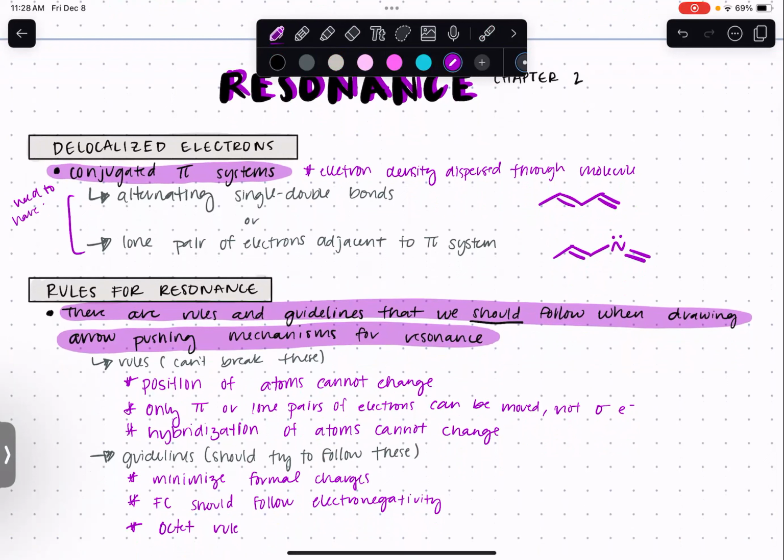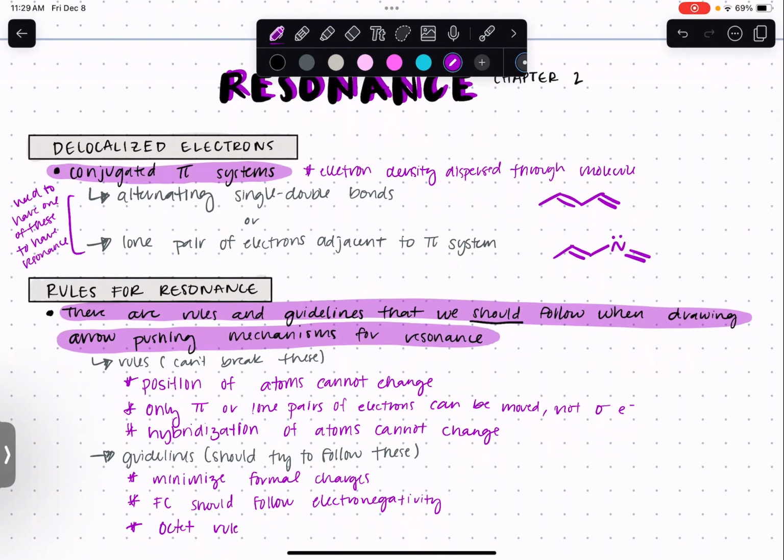You need to have one of these in order to have resonance. Because if you don't have one of these, then there's no way that you can have resonance. So these are the only ways that you can really get it.